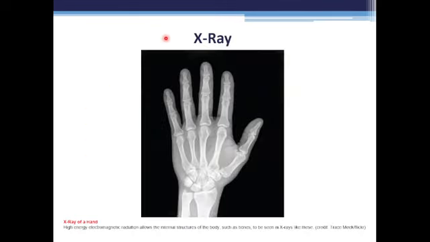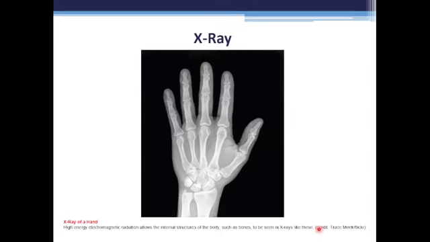First of all, we have X-ray. Here is an example of an X-ray of a hand. This is the hand, and these are the bones of our hand. The way to capture this image is that it projects high electromagnetic radiation against the area of the body, with a metal plate behind it. So there's a metal plate behind this hand.